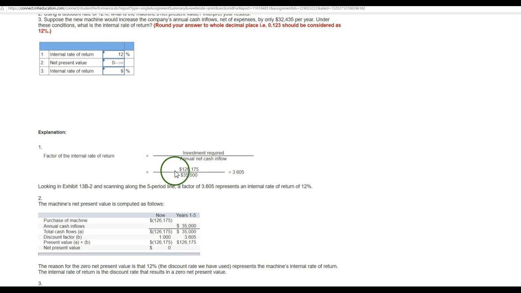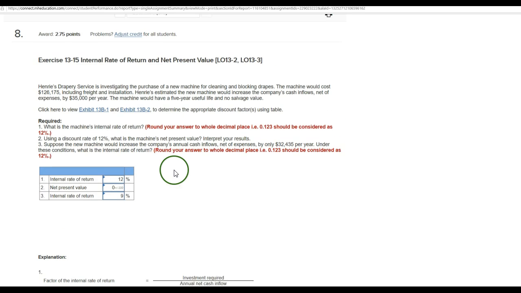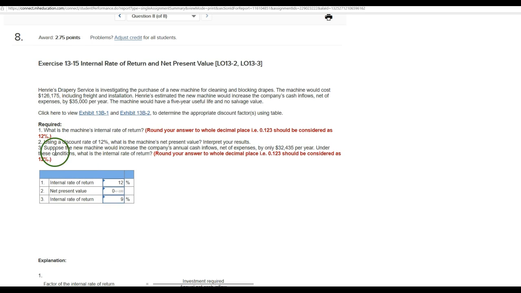Now they changed the information on us a little bit. Number 3, suppose the machine would increase the company's annual cash flow net of expenses by only $32,435 per year. It was 35,000 in part 1. Now we're dropping that down to $32,435. Well, go through the same computation. The only number at the beginning that'll be different is this. So instead of 35,000, like in the first part, we're going to use 32,435.